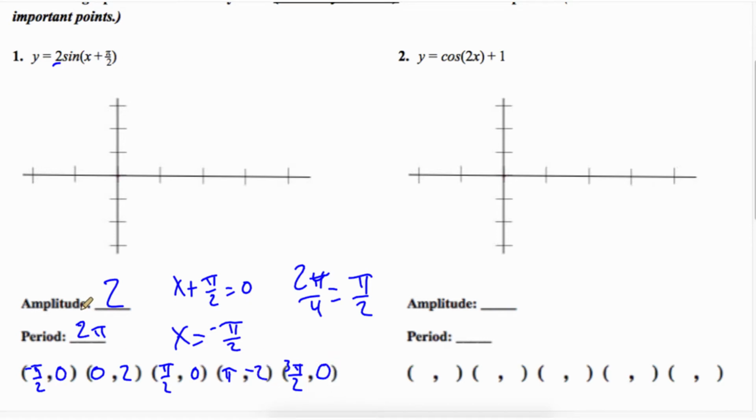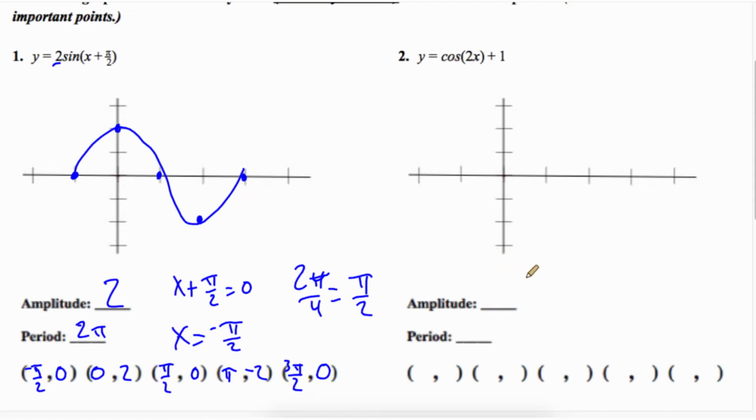So now I'm going to plot all those points, and I'm going to let each one of these dash marks represent pi over 2. So negative pi over 2 would be right here, so we're at 0. And then at 0, we're up at 2. At pi over 2, we're back down to 0. And then at pi, we're down at negative 2. And then at 3 pi over 2, we are back up to 0. So we get this to be our sine curve for number 1.